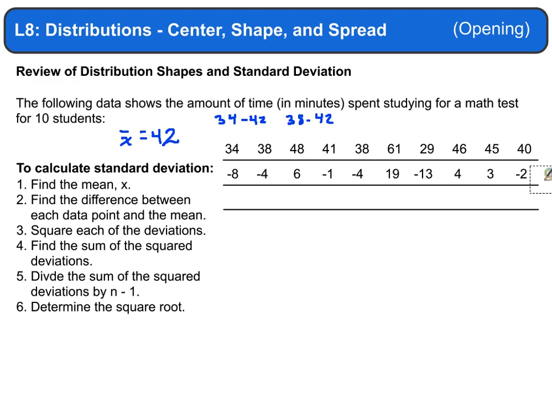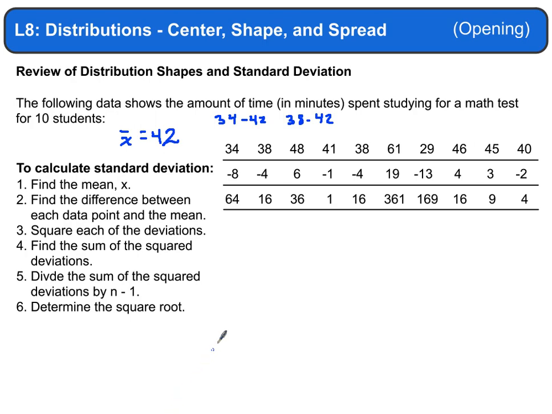Step number 3 says to square the deviations. Those are the numbers that we just got. The deviations are how far we are from the mean. So we would take and square each of these numbers. For example, if we squared negative 8, we get 64. If we square negative 4, we get 16. If we square 6, we get 36. You could take a moment, pause the video, see if you can state the rest of them. The 19 is rather interesting. But again, as we go across, these are the squared deviations for each one.